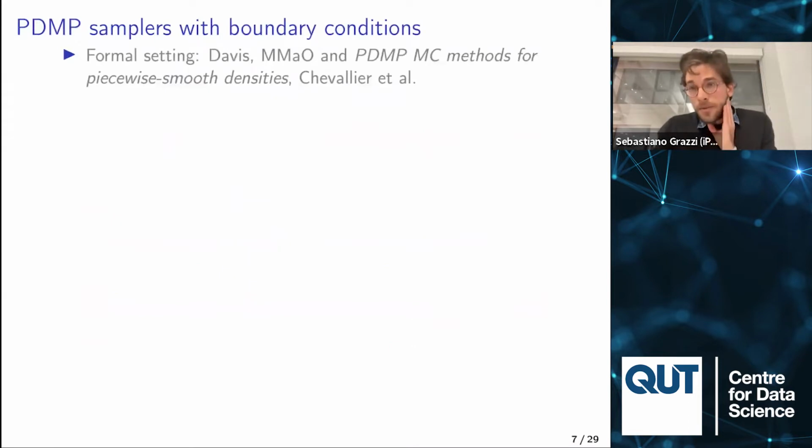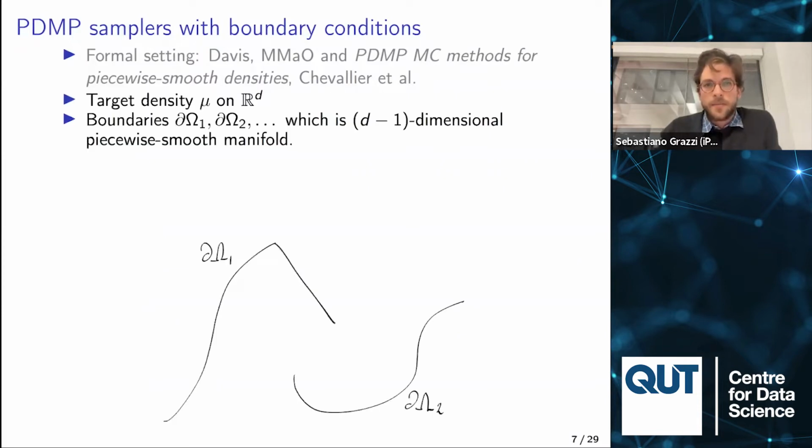Now, let's move to PDMPs with boundaries. By the way, if you have any question, please stop me. If you're interested in the formal setting, I'm referring, for example, to the original book on PDMPs, which is written by Davis, or a recent paper on PDMPs with boundary conditions. In this talk, I'm simplifying the setting a lot.